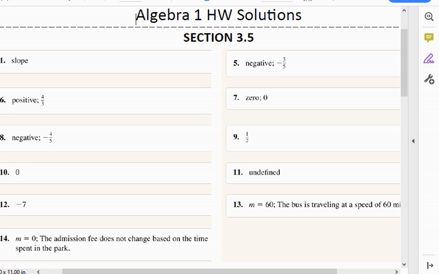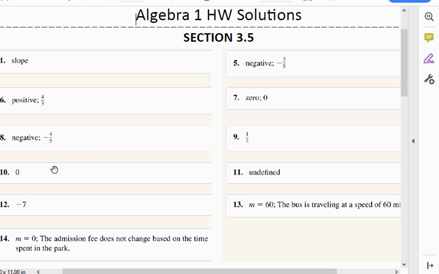Question number 1, the word of the day was slope. Problem 5, it has a negative slope. It is going down 3 and right 5 when you calculate the slope. 6 is a positive slope. It's going up 4 and right 3. Question 7 is a horizontal line. That is a 0 slope. Question 8 is a negative slope. It's negative 4 over 5, so down 4 and right 5. Question 9 is a positive slope of up 1, right 2.